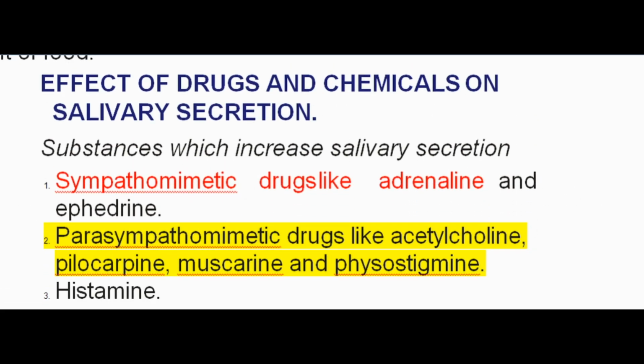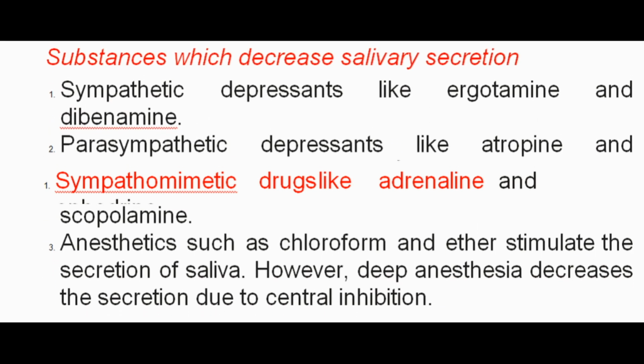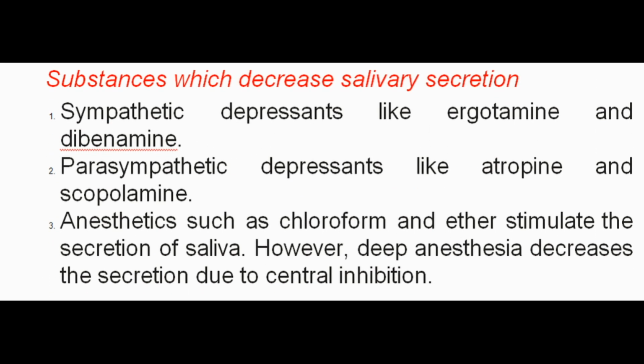Effect of drugs and chemicals on salivary secretion. Substances which increase salivary secretion: sympathomimetic drugs like adrenaline and ephedrine, parasympathomimetic drugs like acetylcholine, pilocarpine, muscarine, and physostigmine, and histamine. Substances which decrease salivary secretion.